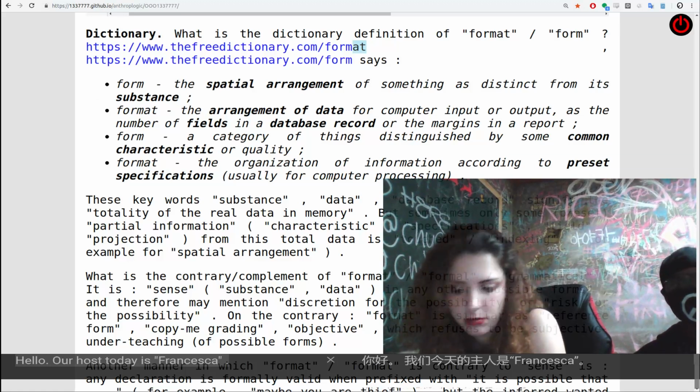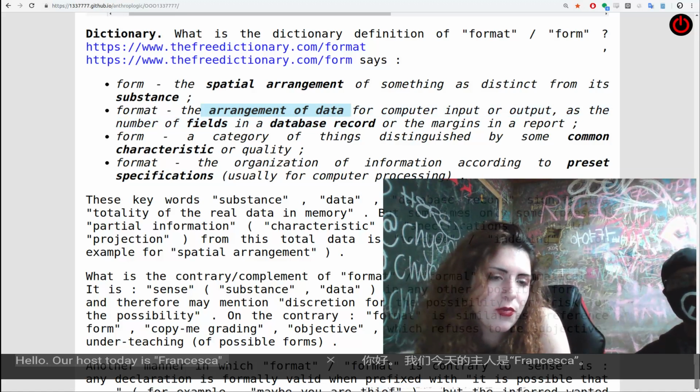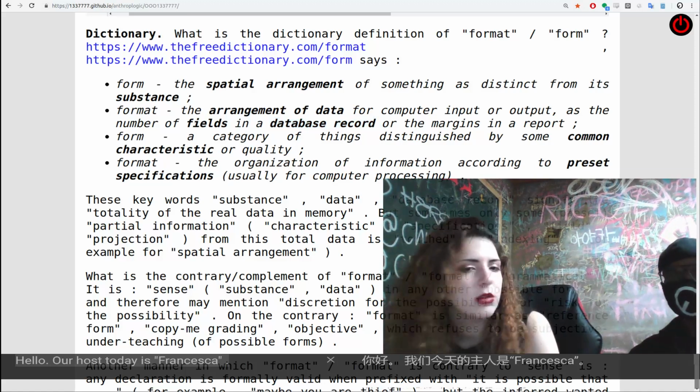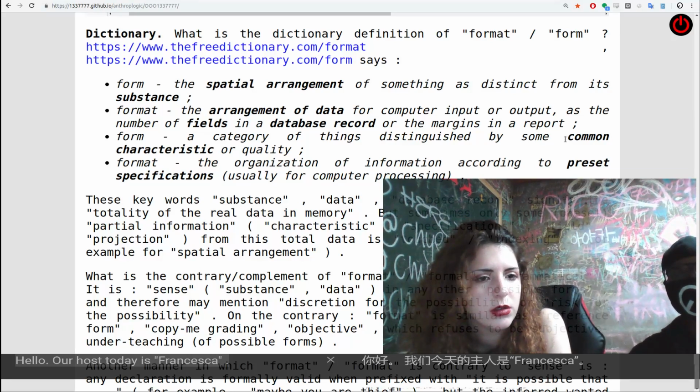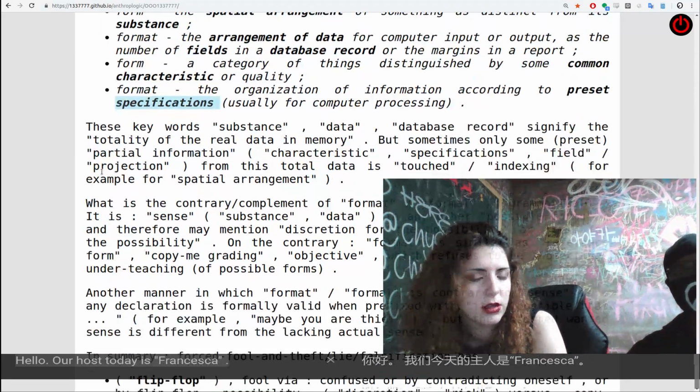So you see the keyword, spatial arrangement, arrangement of data. It's the same. And then you have the database record, that means substance, and then you have fields, that means the projection, the partial information. So the common characteristic is what's downstairs. The specification is what's downstairs, the underpart. So that's basically what it means, right?